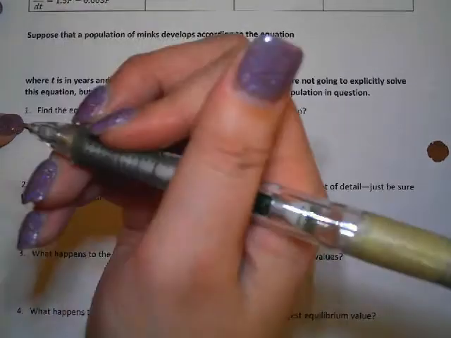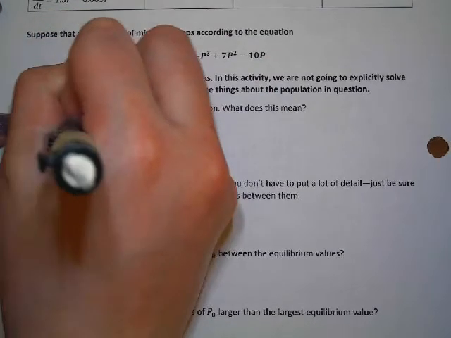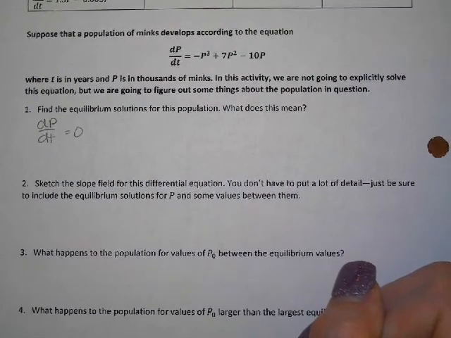All right, so we want to find the equilibrium solution. So that's going to be where dP/dt equals 0. So they're talking about a population of minks.